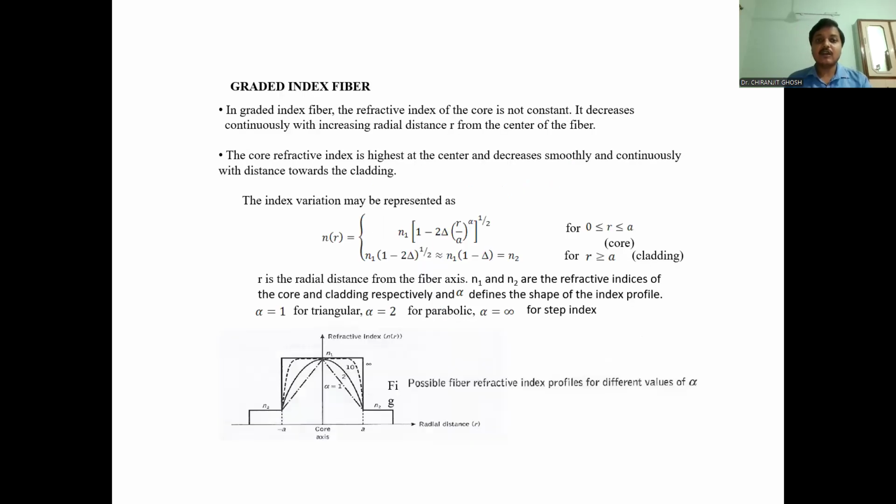Another type of fiber is called graded index fiber. As I discussed in the last lecture, in graded index fiber, the refractive index is not constant. You can see here in the refractive index profile, it is not constant, but gradually varying. It's maximum at the center of the core and gradually decreasing towards the cladding. So the shape may be triangle, parabolic, rectangle, or any other shape, depending on your fabrication. And it is observed that among all the shapes, parabolic index profile provides the best result.